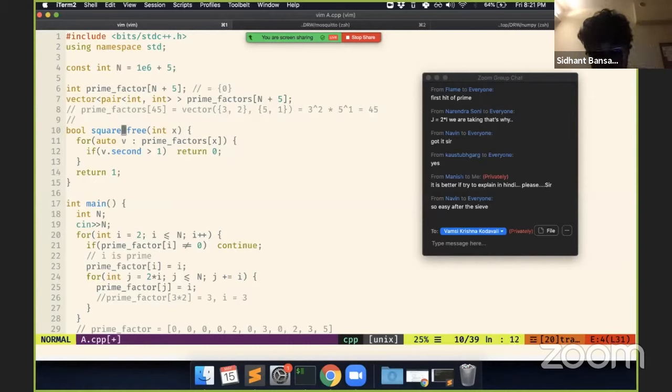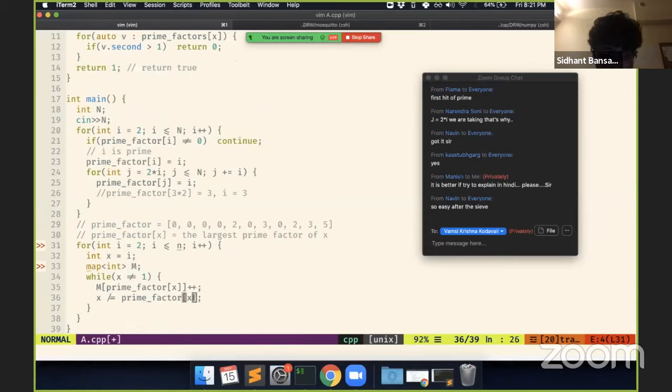When you do this, the square free method becomes pretty easy to code, because notice now you just have to iterate over the entire vector for 45. For example, 45. So पहला auto v में पहला pair क्या आया? 3, 2. So you just have to check whether the power is greater than 1 or not. If the power is greater than 1, then square free नहीं है. Otherwise, the number is square free. So you return a 1. Otherwise, you return a 0. Okay, returning 1 and returning true are the same thing. You can just write either. I just prefer to write 1, 0. But yeah, it's the same thing. Some people get confused here.